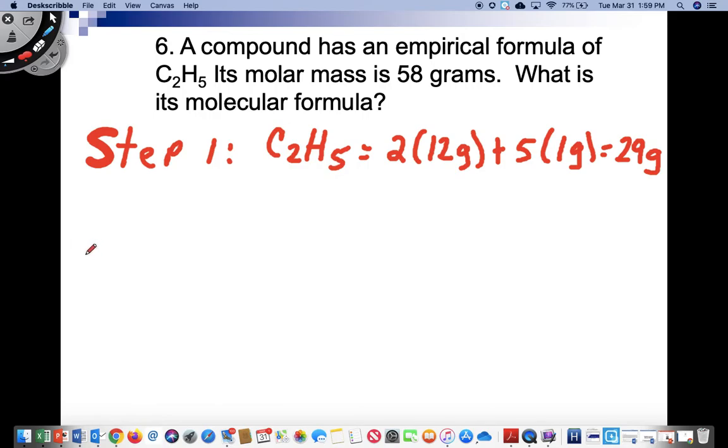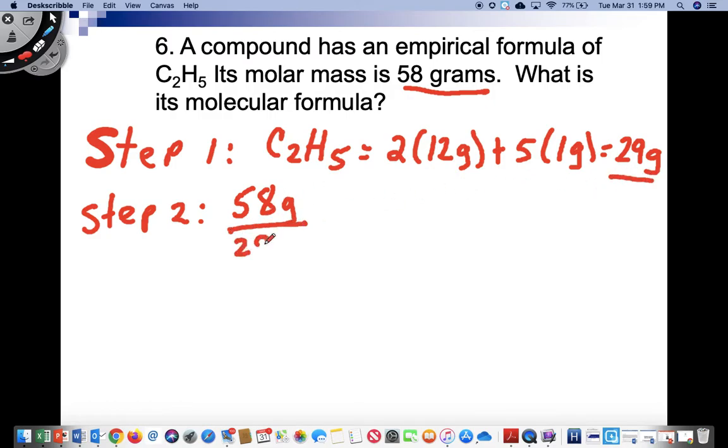For step two, you have to calculate how many times the empirical mass goes into the molar mass. So for step two, you have the molar mass here given. So that's 58 grams. And you calculated the empirical mass right here. So you divide 58 grams by 29 grams, and that gives you 2.